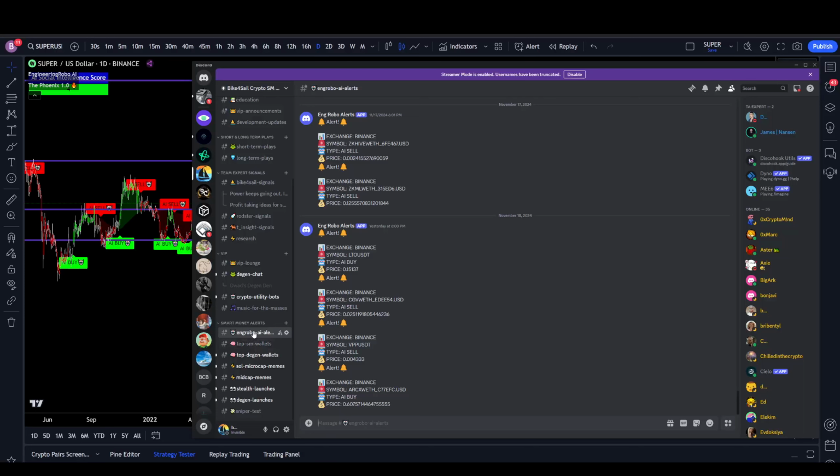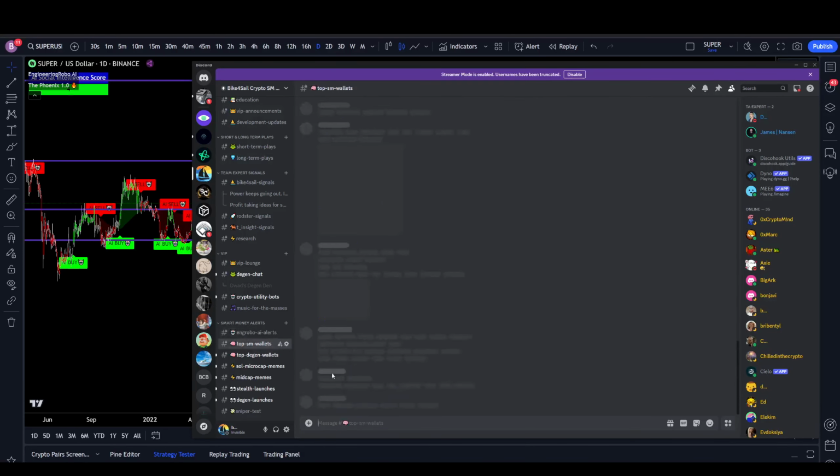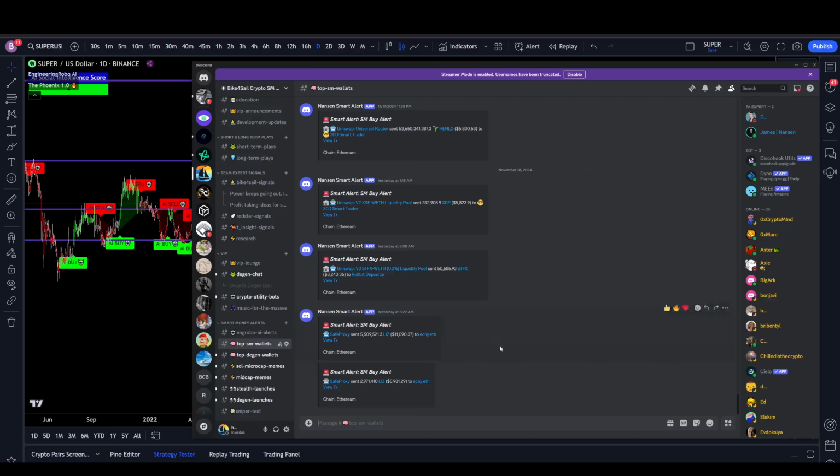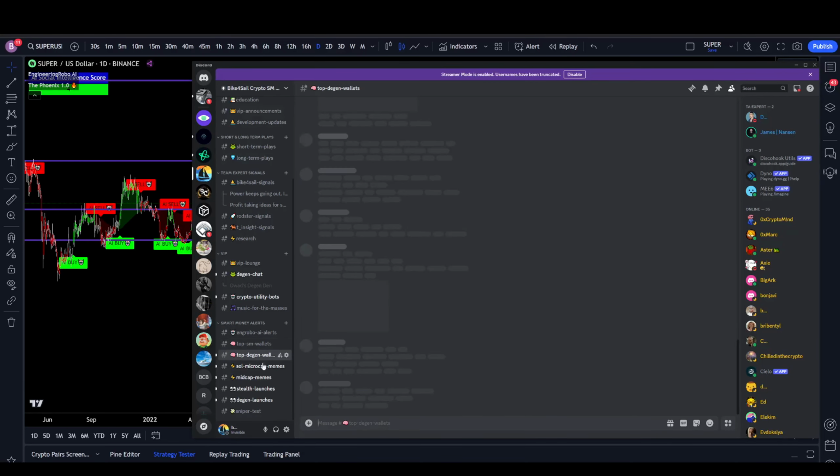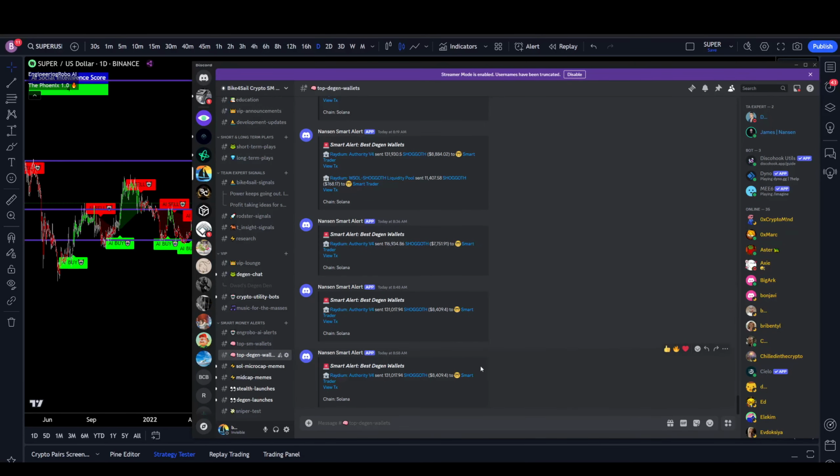So we've got signal channels for, like I said, Engineering Robo. We've got some highly curated smart money wallets here, seeing what they're buying throughout the day. So this is for everything except Solana risky memes. This is like low cap altcoins. And then here is where your wallets that do really well at risky memes. This is what they're buying currently.